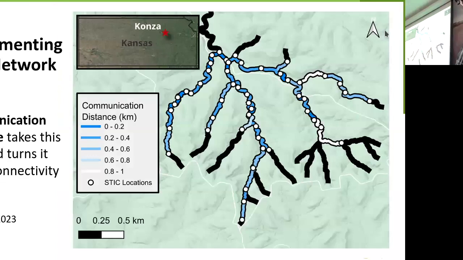All right, but we have presence absence of water throughout the network. How do we turn that into useful metrics? So again, a couple different approaches that we're using in the project. This is what I did. It's called communication distance.